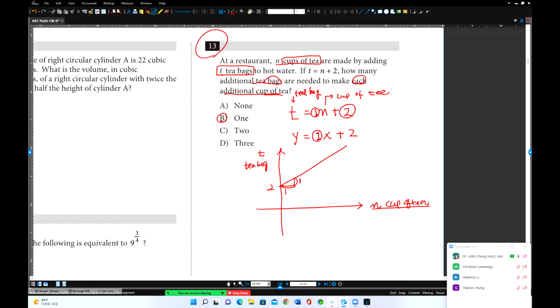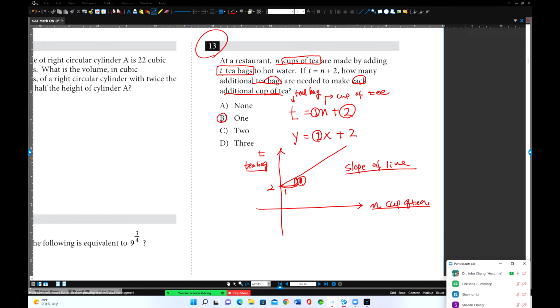If this is 2 bags, and then 3, the slope is 3 bags. Every time you increase 1 unit in x, the increase in y is 1. So in this case, tea bags increased by only 1. They're talking about the slope of the line. That's number 13.